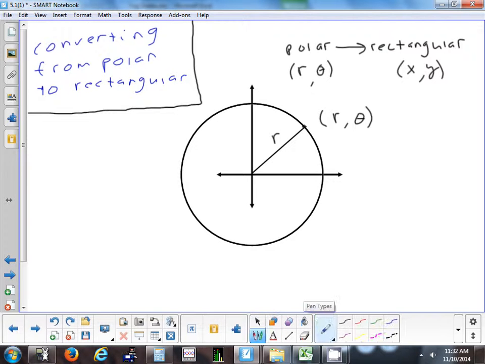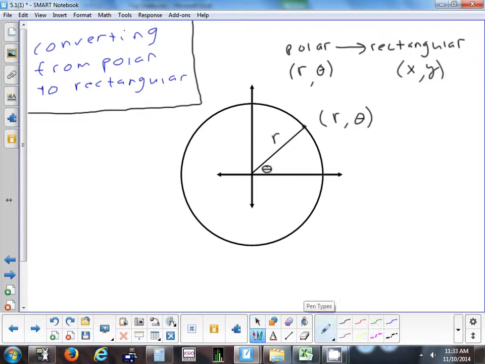The other thing that they give me is theta. Well, theta is right there. That's the angle that you've moved. Now somehow I need to get an x and a y value out of that. I need to change r and theta into moving horizontally and vertically. So what shape do you think I could make out of this that would help me to do that? Triangle. Yeah, I'm going to make a triangle out of it.